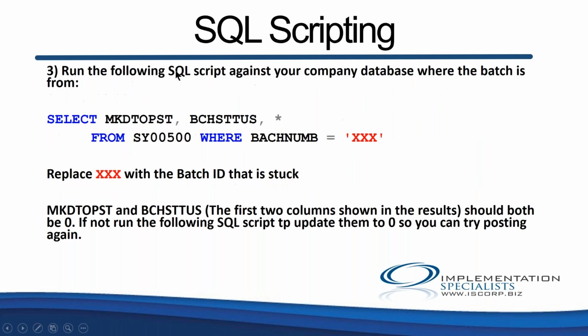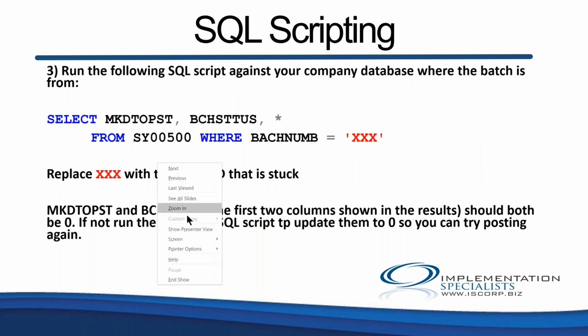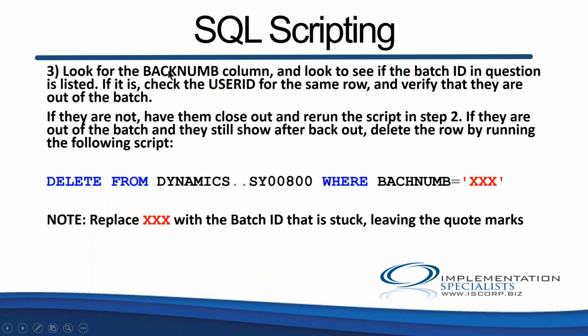What you want to do is look, apologies, let me head back here. This should be BACHNUMB, B-A-C-H-N-U-M-B. I do apologize about that typo. What you want to do is look in the BACHNUMB column and see if you can find the batch ID in question. So where in GP you put in the batch ID, that is going to be the BACHNUMB on all these tables that we'll be taking a look at today.